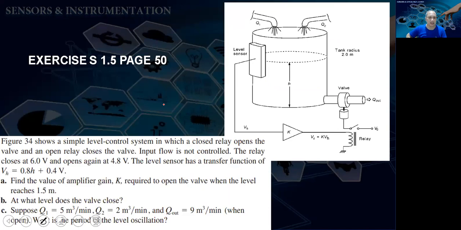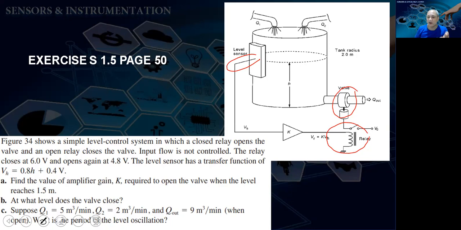And secondly, the question is this. This is a level control system again with a relay that opens and closes, which is this. And this is driven by the relay of that. Of course, the input is from here, level control. So this is the key, this is the catch: input flow is not controlled. The relay closes at 6.4 and opens at 4.8. The level sensor has a transfer function of that. VH equals 1. This is the equation of that. Remember before we wanted to find the equation and we calculated on screen just now. So you don't need to calculate that, but it is given here.